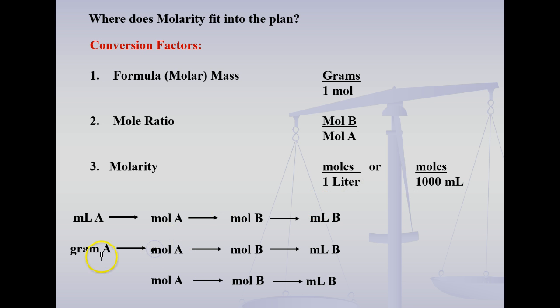Another example, let's say you have grams of A. Well, you know you can take grams of A to moles of A, then moles of A to moles of B, and then using the molarity, moles of B to milliliters of B. Another situation, moles of A to moles of B, moles of B to milliliters of B, using the molarity. So you have to know what these units are. Don't just toss the units away. You have to work with them. All right, so back to the problem.